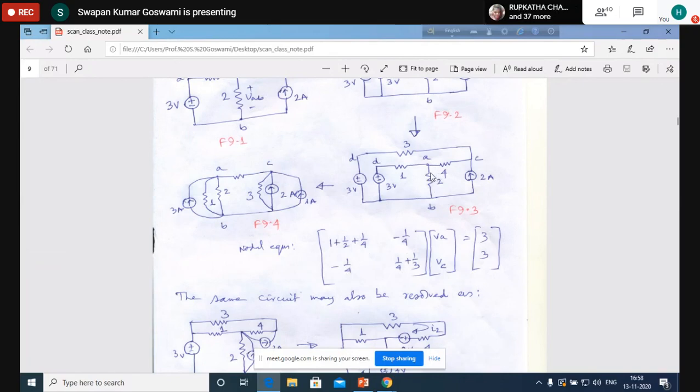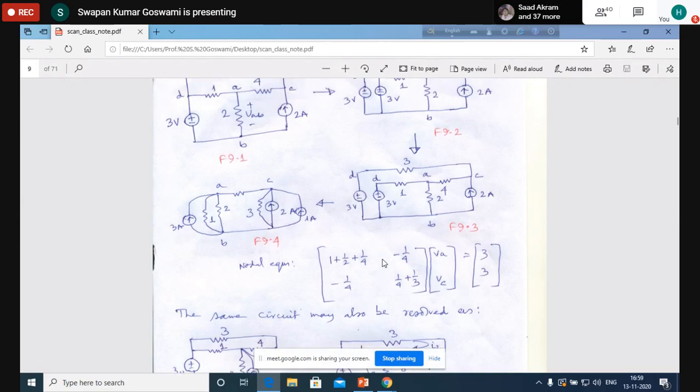And at node C, this is 1/4 plus 1/3, which is the self admittance. VA, VC are the variables, and the injected current at node A is 3 ampere. At node C, it is 2 plus 1, again 3 ampere. So this is how we can write the nodal equation.